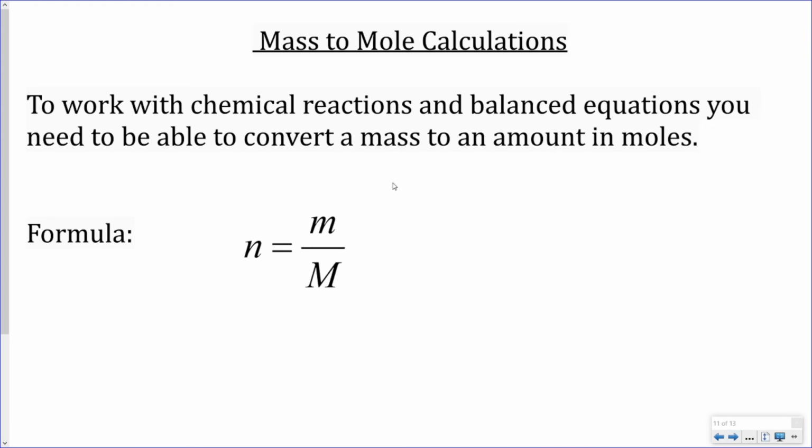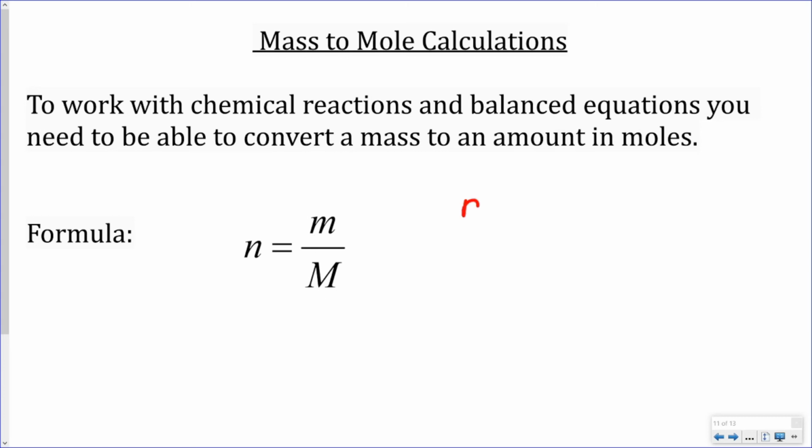All right. Let's look at one other thing here as our intro to moles, and that's converting between these masses and moles that we were just talking about. To work with chemical reactions and balanced equations, you need to be able to convert a mass to an amount of moles. And this is the formula that we're going to use. You're going to use this formula for the rest of your chemistry career. You're going to have to memorize it. You'll use it in grade 12 chemistry as well. It's n equals m over M, or you'll hear me say n equals little m over big M.